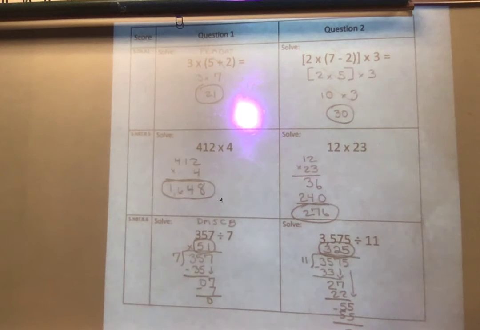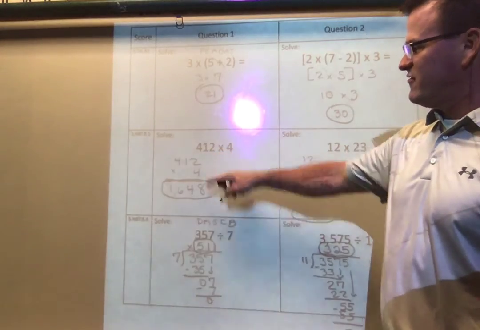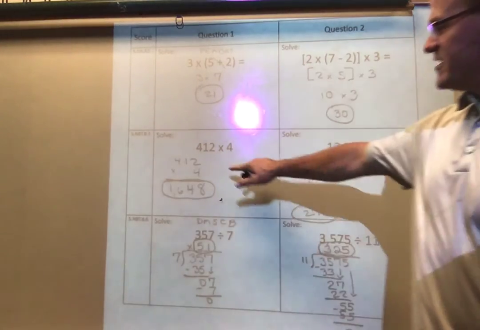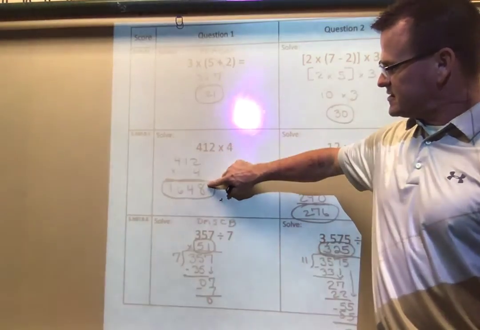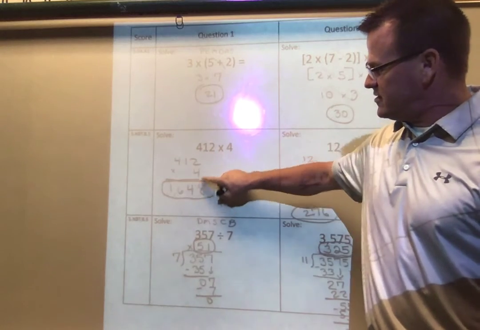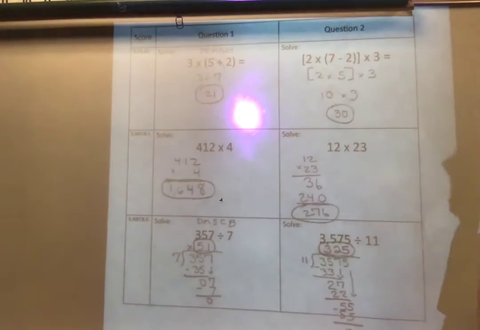Next row, we're just multiplying whole numbers here. I'm going to use just the traditional. I know some of you use partial products, and that's okay, but we're trying to really focus on the traditional way to do things. So I have 412 times 4, and remember traditionally I just take the 4 times every place value column. So 4 times 2 is 8, 4 times 1 is 4, and 4 times 4 is 16. So you end up with 1,648, which makes sense because if I estimated 400 times 4 is 1,600, so I know my answer makes sense.